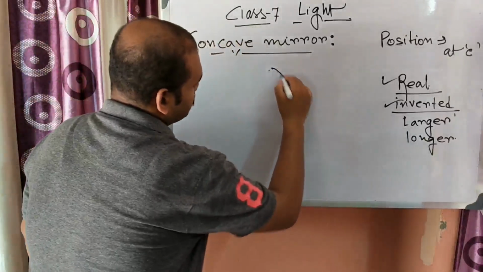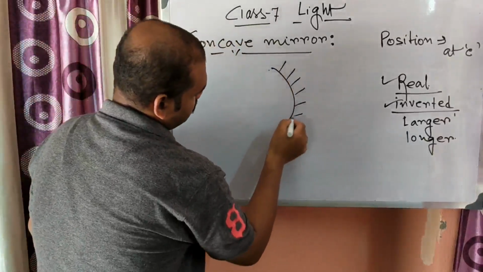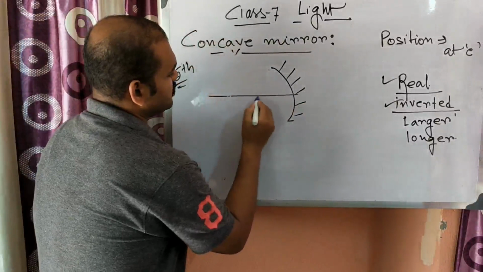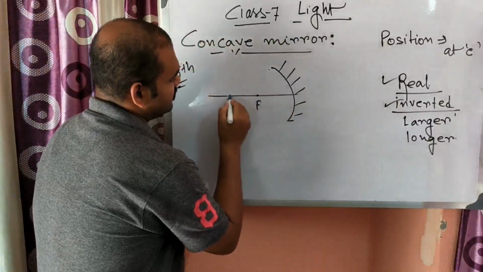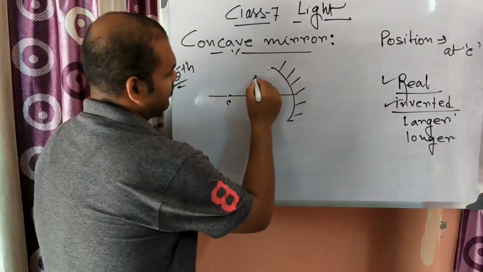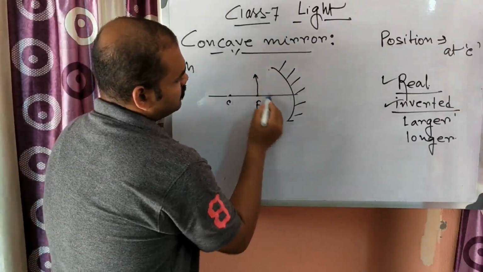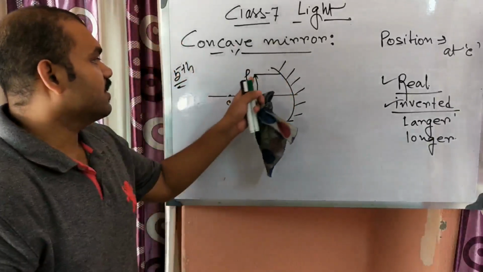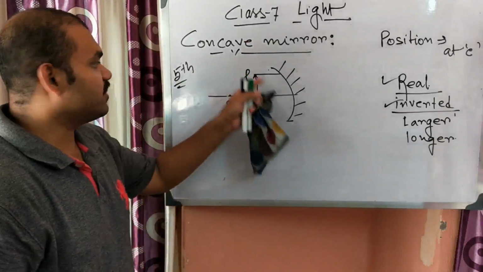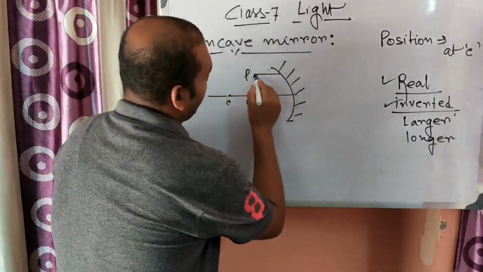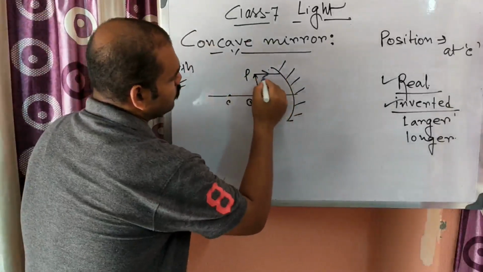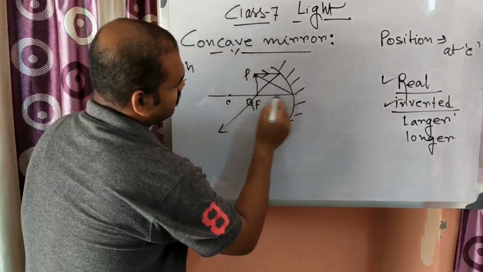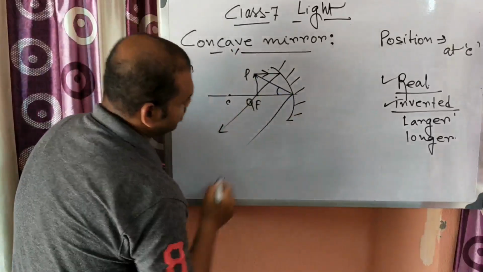Fifth position. What is the fifth position? In the case of the fifth position, suppose this is F and this is C, and the object is at F, that is, at the focus. A ray from point P which is parallel to the principal axis, after reflection goes through F itself, and another ray, making an angle, will go like this only.